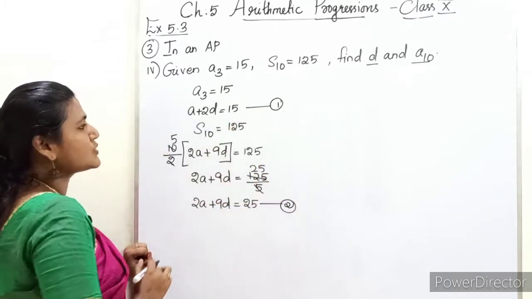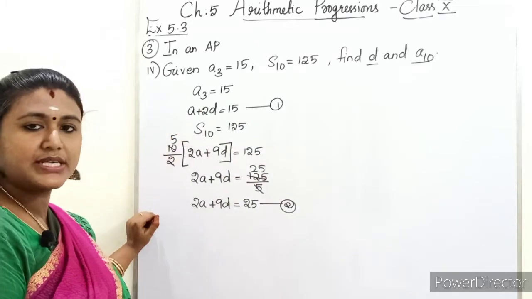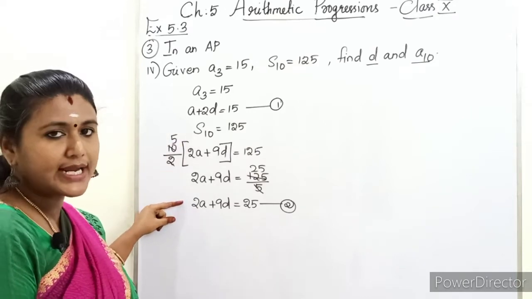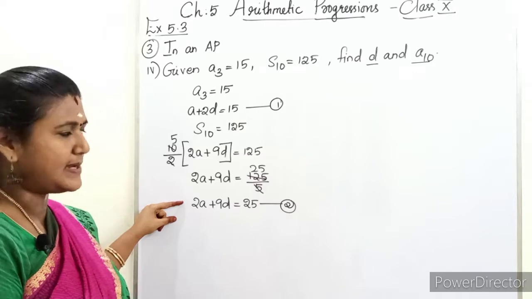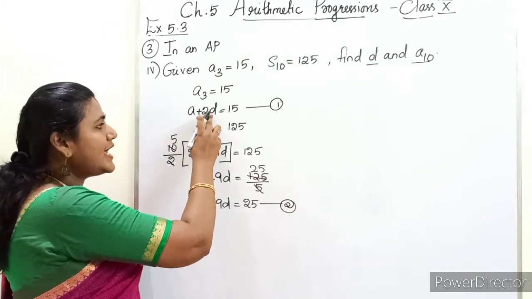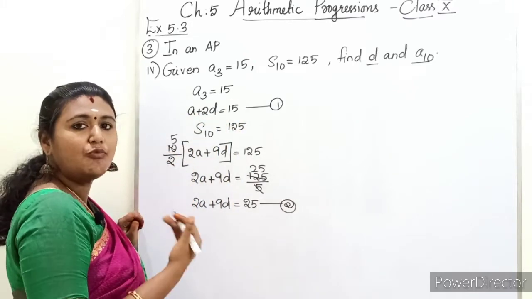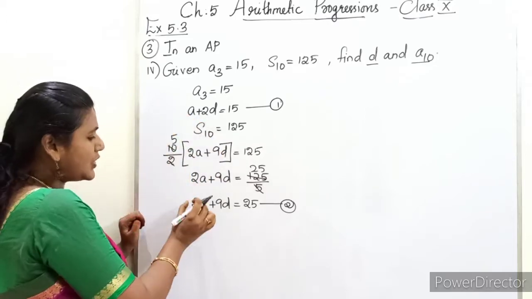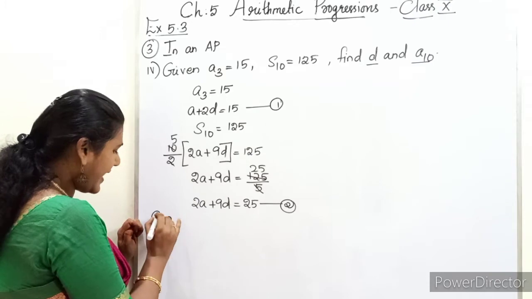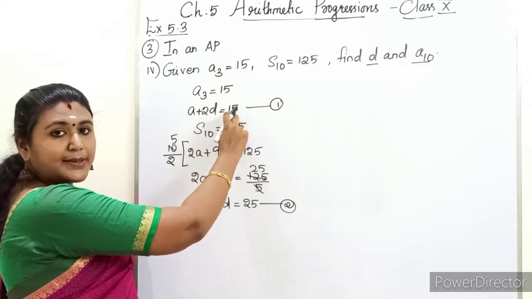Now we are going to solve equations 1 and 2. Both are in terms of A and D. So we will solve equations 1 and 2 to get the values of A and D. So first we have to make either the coefficient of A or D the same. So what we will do is multiply equation 1 by 2 so that the coefficient of A will be the same. So this equation we are going to multiply by 2.